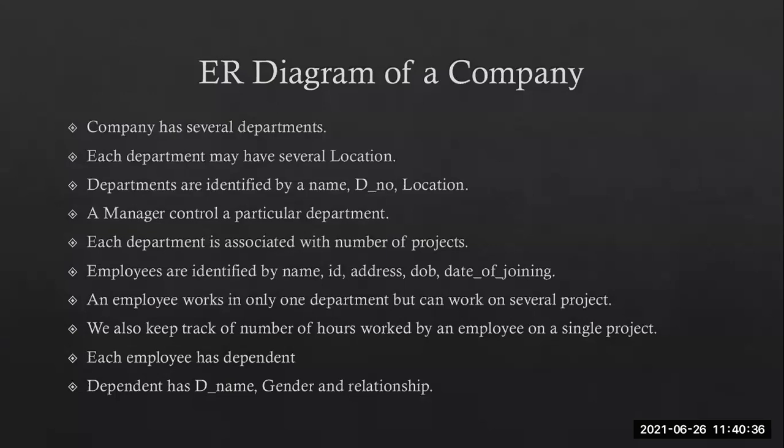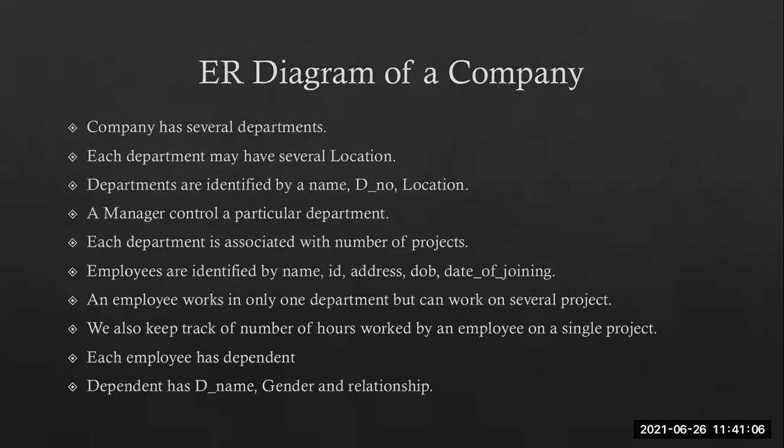Okay, so here the bullet points are specified. The company has several departments. Each department may have several locations. In the last class, I had given the example of the bank. If you say Yes Bank, the branches are located on the Goa West side, and then at Club Road. And departments are identified by a name, department number, location. A manager controls a particular department. Some boss should be there, and that boss is like an employee of the company itself.